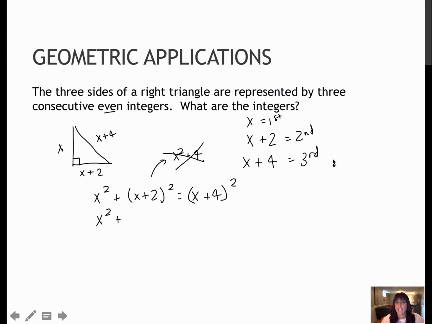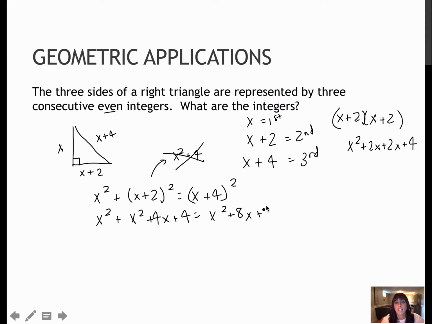What we do is we take x plus 2 times x plus 2 and FOIL it out. So that's what that means, take that twice and then FOIL it out. So that would be x squared plus 2x plus 2x plus 4, which would of course be x squared plus 4x plus 4. Doing the same thing over here, I would get x squared plus 8x plus 16.